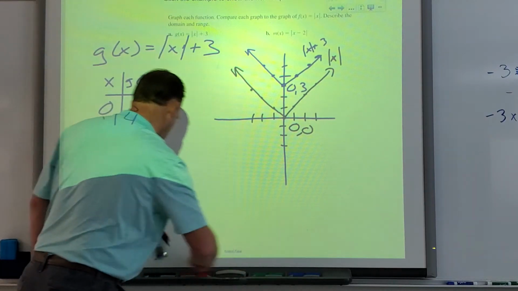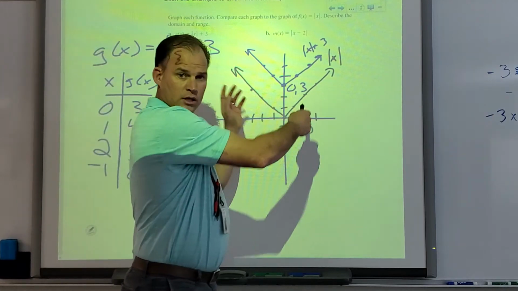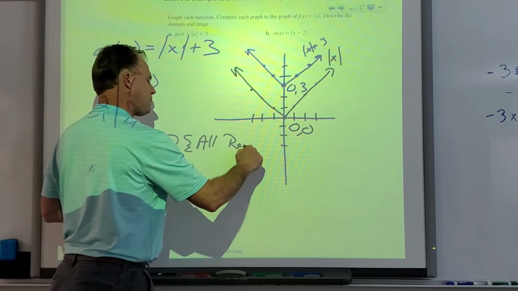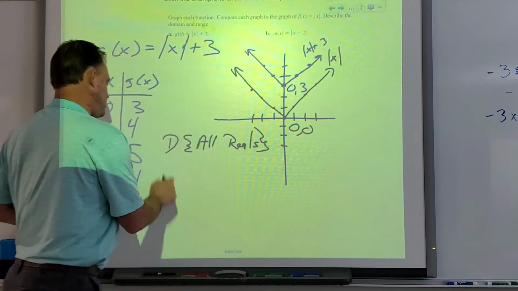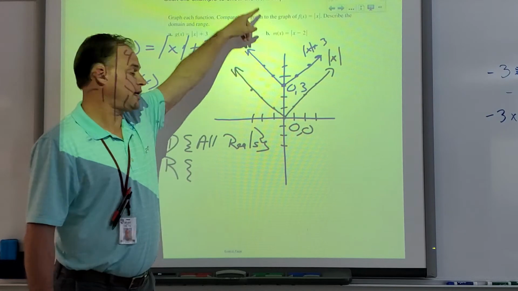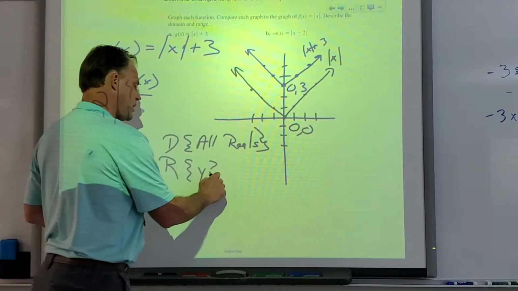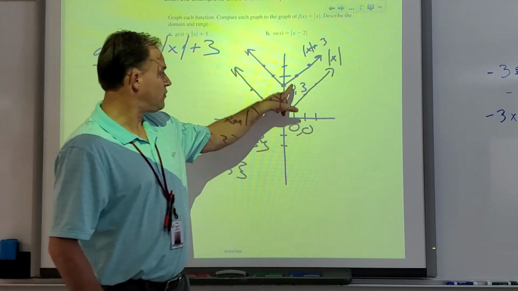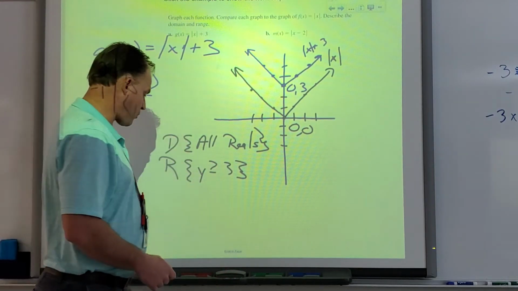A couple of other things here. Let's look at the domain. Domain of the blue one. We already talked about this one. It's going to cover all the x's, so the domain is still all reals. What's the range? Well, the bottommost value is 3. Again, we're on the range here. It's 3 and up, so y is greater than or equal to 3. Domain and range, vertex, and we notice it's been shifted up 3.